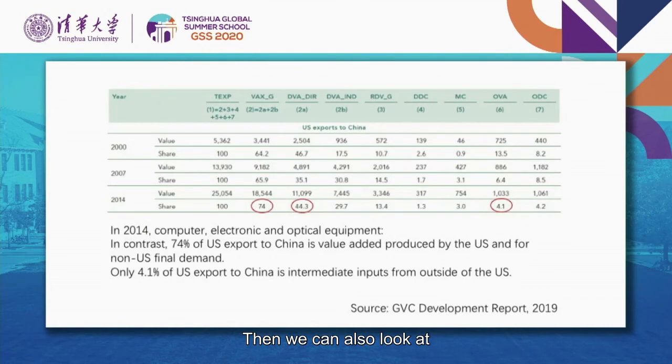Then we can also look at the opposite direction, US exports to China. And again, the same product category. The US exports about $25 billion of products in this category to China. But out of this $25 billion, 74% was actually produced in the US. For the other direction it's only 46%, but for the US export it's 74%. And US companies use relatively little inputs from other countries when they produce goods to export to China. Intermediate inputs from other countries were only 4.1%. So these are very asymmetric.